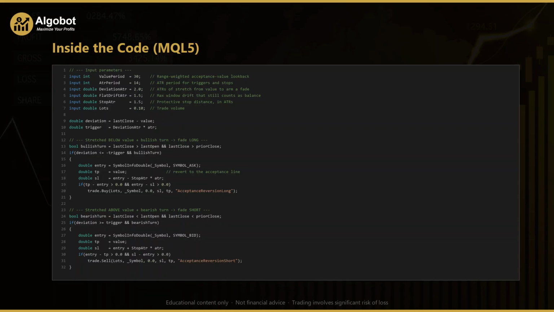Here's the core of the code as it appears in MetaTrader. At the top are the input parameters you can adjust. ValuePeriod sets the lookback for the acceptance value line and its drift.